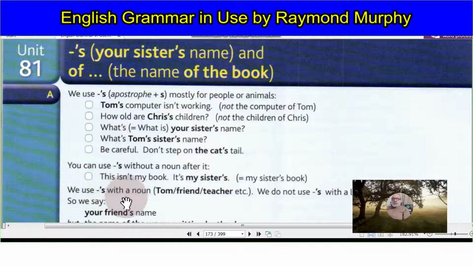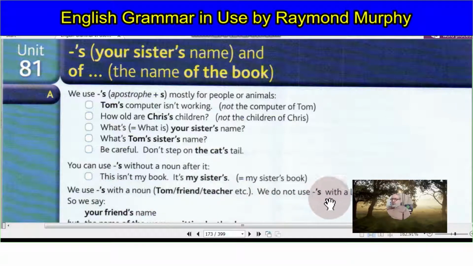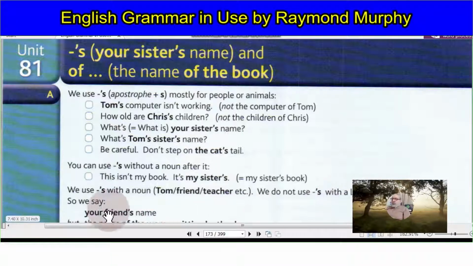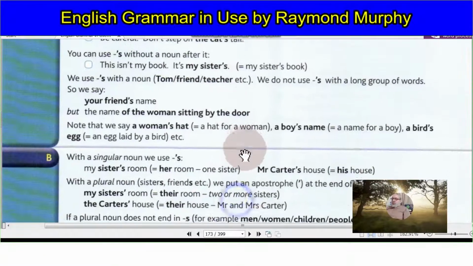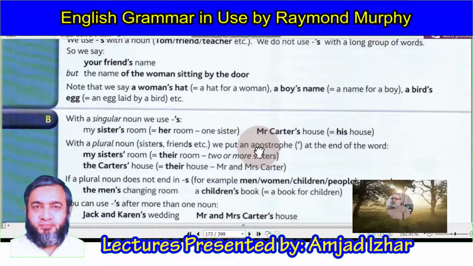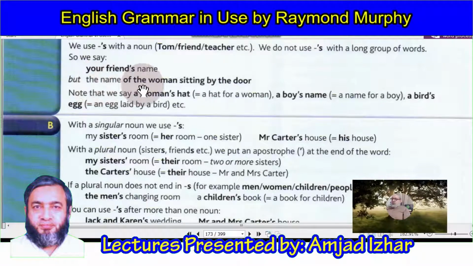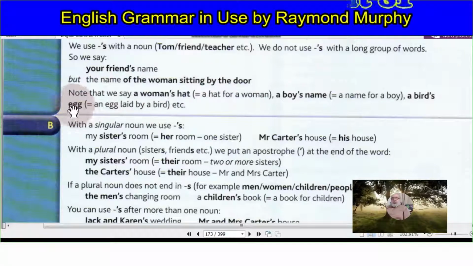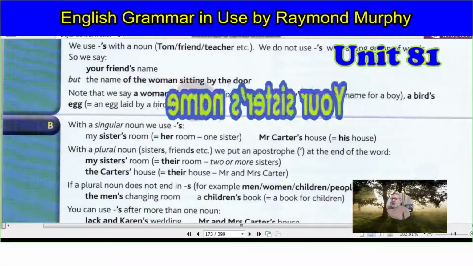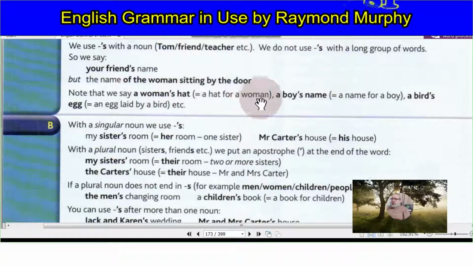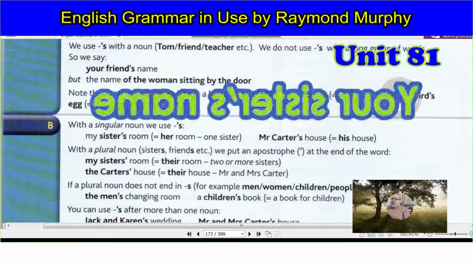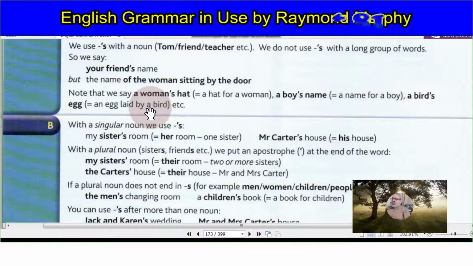We use 's with a noun: Tom, friend, teacher. We do not use 's with a long group of words. So we say your friend's name, but the name of the woman sitting by the door. Note that we say a woman's hat, a hat for a woman, a boy's name, a name for a boy, a bird's egg, an egg laid by a bird.